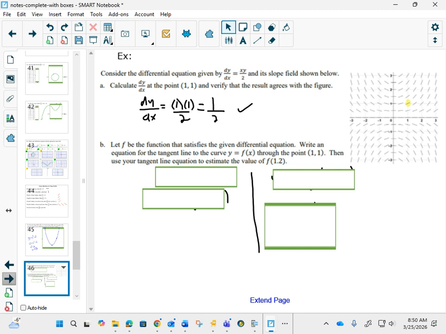Let f be the function that satisfies the given differential equation. Write an equation for the tangent line to the curve y equals f of x through the point (1, 1). Then use your tangent line to estimate the value of f of 1.2. So what we're doing right now is reviewing a topic that we did earlier.